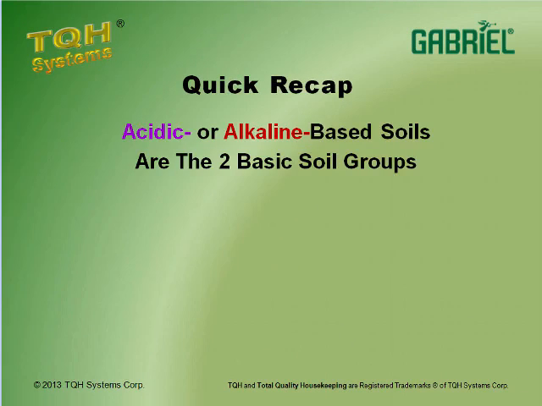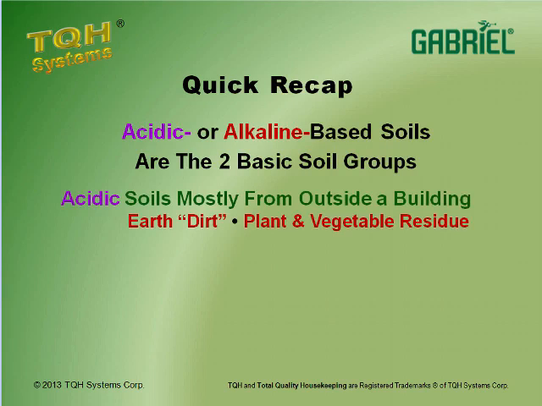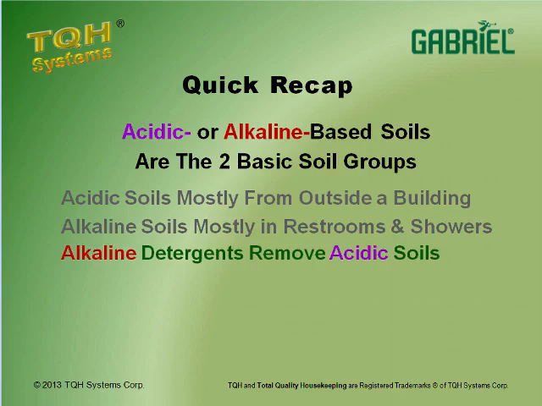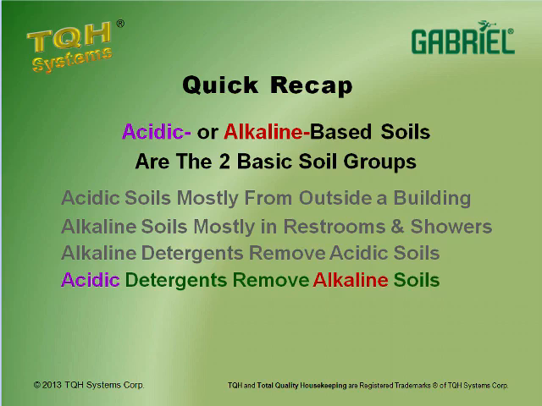Here's a quick recap. We talked about acidic or alkaline-based soils. Acidic soils are mostly from outside: earth, dirt, plant, vegetable residue. Alkaline soils you'll find mostly in restrooms and showers: soap scum, mineral deposit, rust. Alkaline detergents remove acidic soil. Acidic detergents remove alkaline soil.